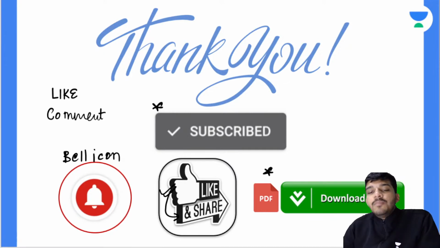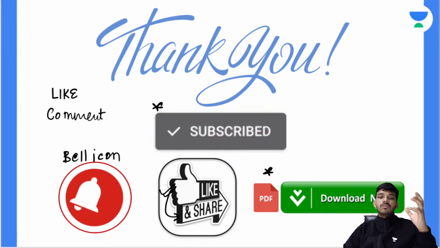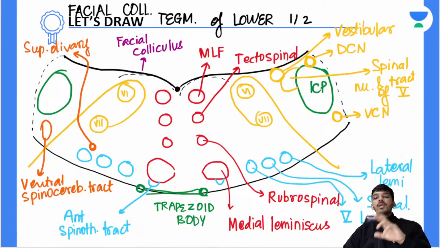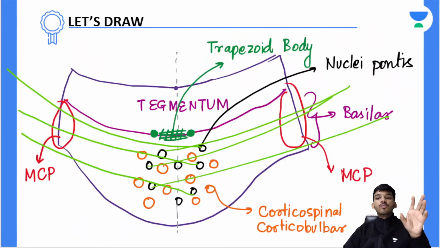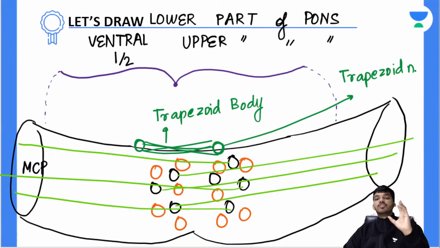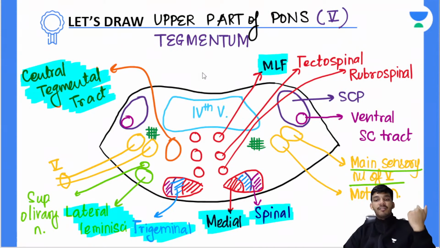So I hope through diagrams, we are trying to understand everything through diagrams. Whenever I teach neuroanatomy, I make it a point that through the images you understand everything, because a lot of it is about drawing and understanding. So there are three diagrams mainly. First, you should know how to draw the ventral surface or the basilar part of the pons. Then you should draw the upper tegmentum and the lower tegmentum. Practice these three diagrams and you will achieve perfection. This is the ventral half of the pons, this is the upper half, this is the tegmentum of the lower half, and this is the tegmentum of the upper half, right?